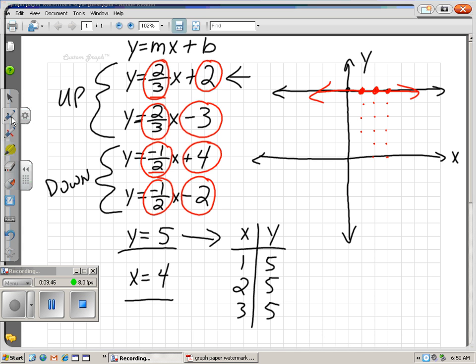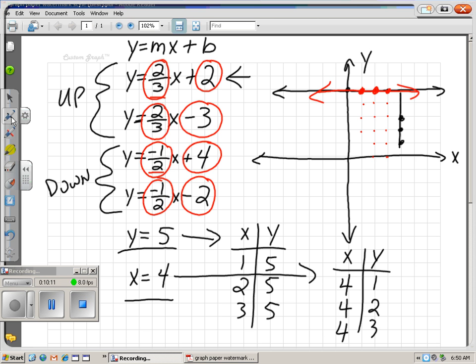So just plot a quick table and figure it out. All right, let's make a quick table for x equals 4. So here's my x, here's my y. My x has to be 4, that's the rule. And you just pick some nice easy y's to graph and find those 3 points. So 4, 1 is 4 to the right and 1 up. 4, 2 is 4 to the right and 2 up. And 4, 3 is 4 steps right and 3 steps up. And look, we have a vertical line.